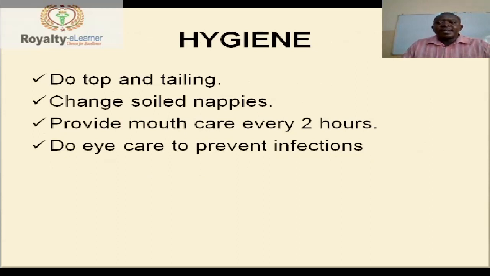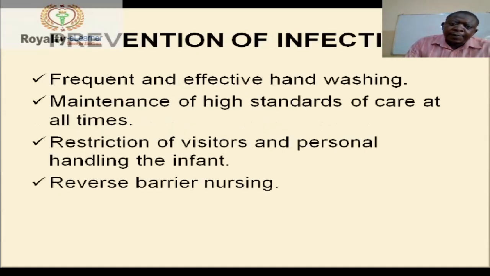Hygiene, do top and tail. This is to prevent the baby from going into hypothermia. So you clean the face and clean the perineum area. So that's what they call the top and the tail. You can change the nappies here to promote good hygiene, and it's also good for the baby to prevent infection. So provide mouth care every 2 hours and do eye care to prevent infection.